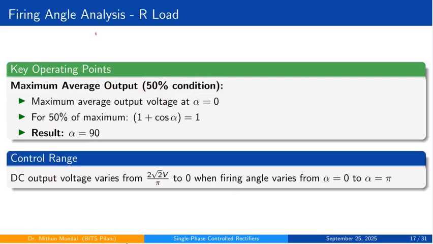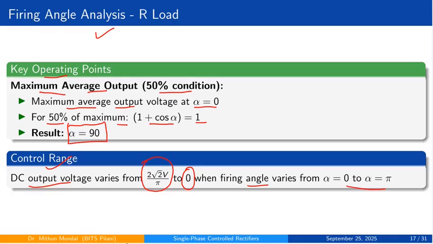If we do the firing angle analysis, what are the key operating points? The maximum average output voltage is obtained at alpha equal to 0. For 50% of the maximum, 1 plus cos alpha will be equal to 1, so at alpha equal to 90 degrees we get 50% of the maximum average output voltage. So the control range here is that the DC output voltage varies from 2 root 2 V by pi to 0 when we control the firing angle from 0 to pi.